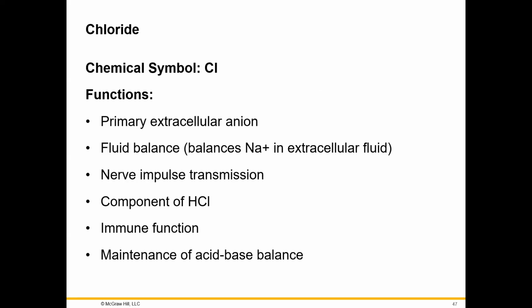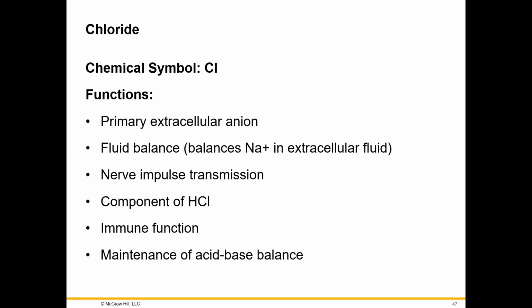All right, on to another mineral, chloride. Chloride is an important anion. Remember, an anion is a negatively charged ion because it's gained an electron. Chloride is designated by the chemical symbol Cl. It's the primary extracellular anion, and it plays several key roles in maintaining physiological stability and health.